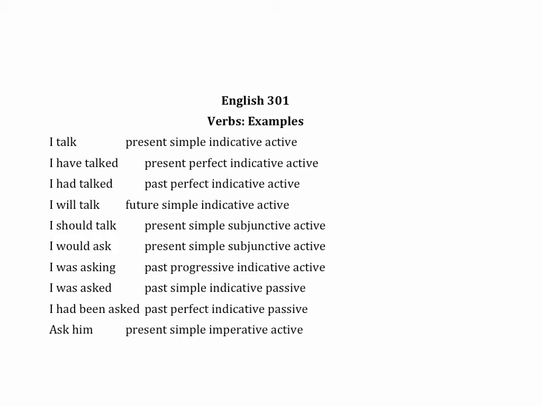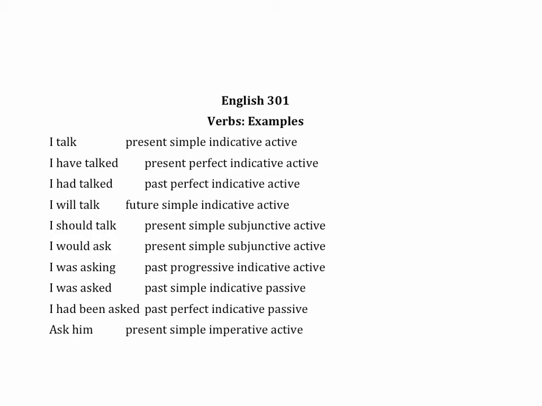Next example, I had talked. Now this is in fact in the past tense, as indicated by the first word in the verb, had. Had is in the past. We look to that first word. It is in the perfect aspect because of the word also had. I had talked. It's perfect because conceptually it covers a period of time. It covers a duration of time.